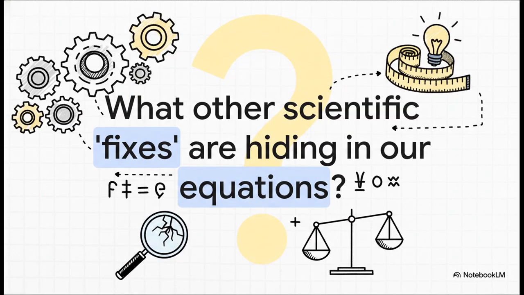And all of this leaves us with one final, kind of fascinating question to think about. GC was a patch, right? A clever fix for a flawed system, hiding in plain sight inside our equations. And it really makes you wonder, what other historical quirks or compromises or little fixes might be embedded in the science that we take for granted every single day?